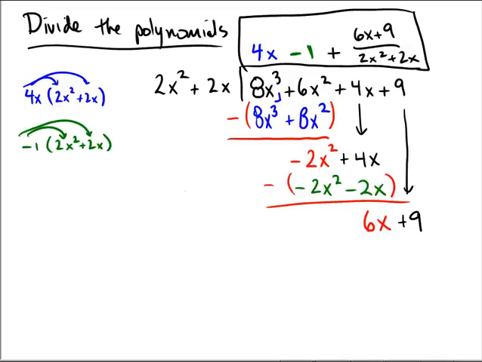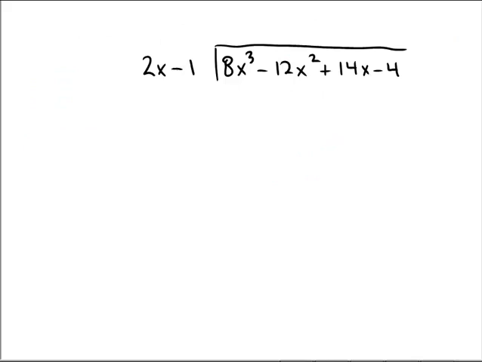So why don't you take a shot at one on your own here. Pause the video and see if you can divide 2x minus 1 into 8x cubed minus 12x squared plus 14x minus 4. Okay, assuming you tried this, let's do it together.